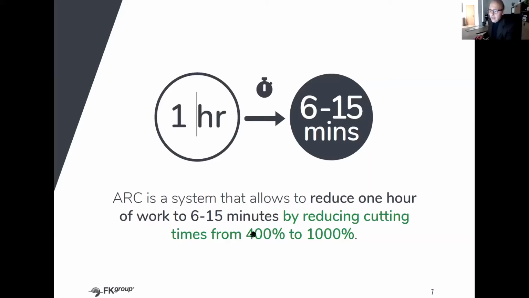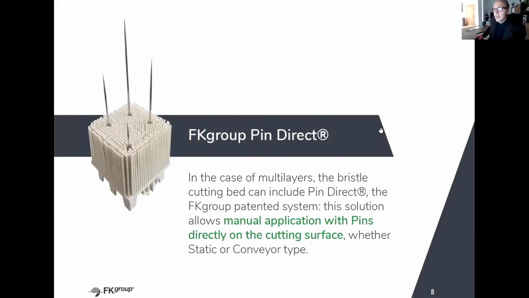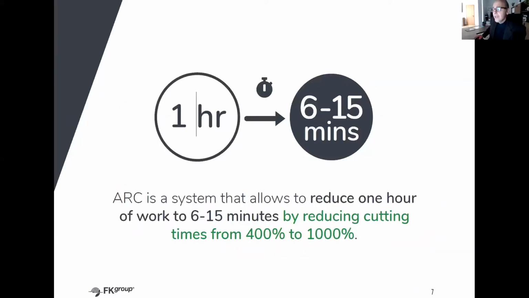You gain from 400 to 1000%. 1 hour, 10 minutes. This is the point, a very important point. And the precision.